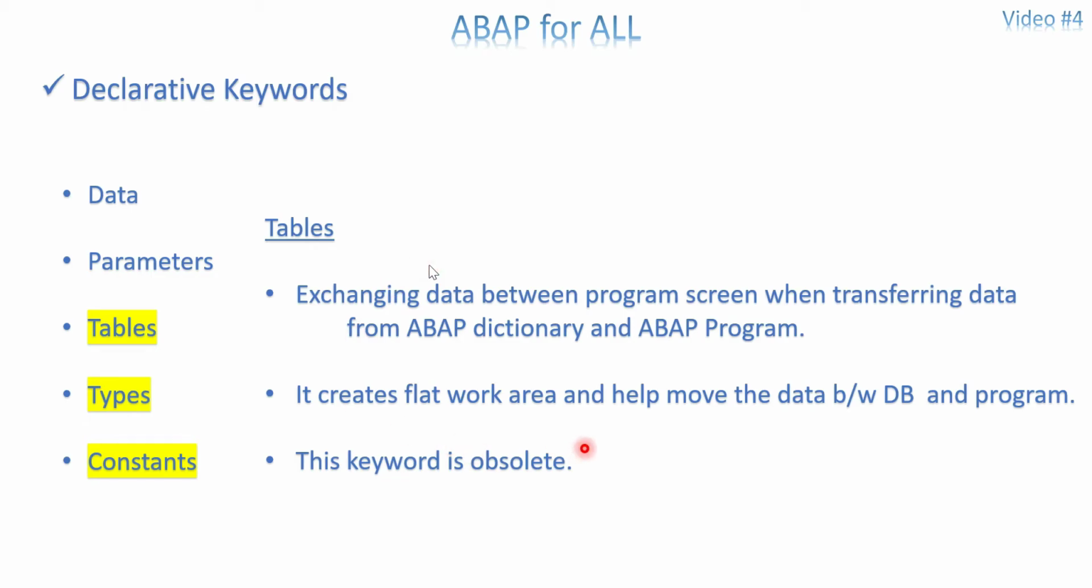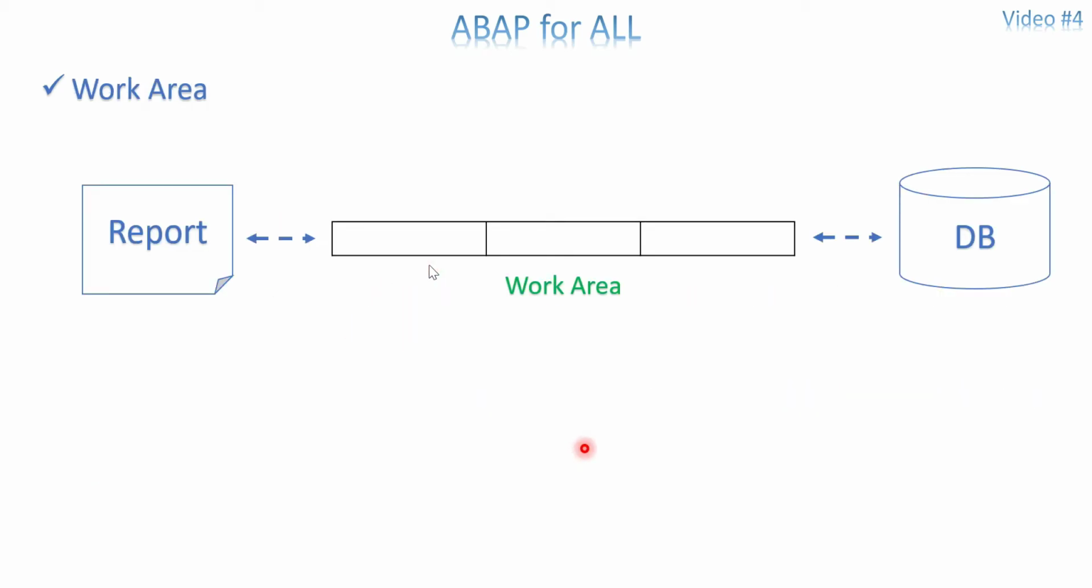Very simple. So what is a work area? Now I have a database. It has many tables and I need a report. I need to transfer the data from your database table, any one of the tables, to a report, maybe more than one table. So to do that, we need a medium. That is called a work area. You know about the medium. I mentioned maybe in the first or second video, a medium is nothing but something to hold the value.